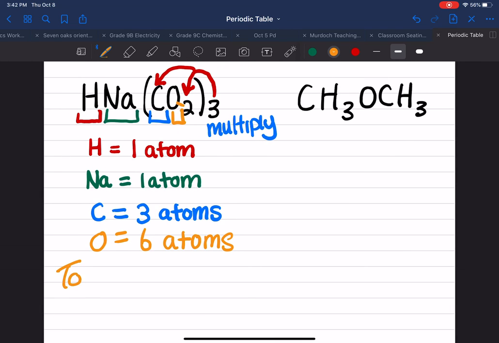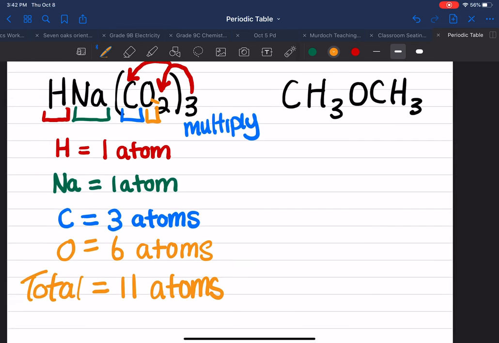So our total number of atoms in this molecule is 1 plus 1 plus 3 plus 6, and you'll get 11 atoms. So far, so good? Okay, so let's move on to here.